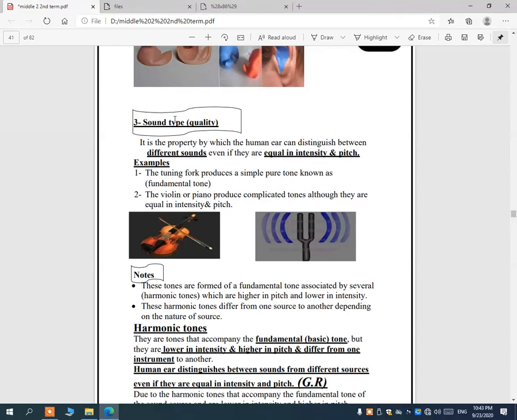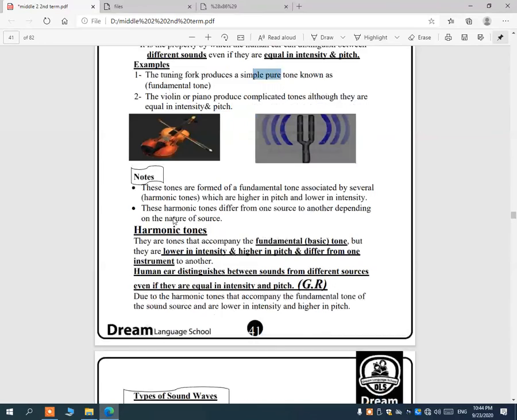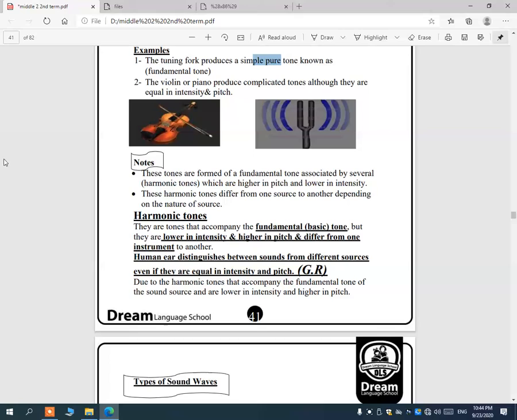Example, the tuning fork has a simple or pure tone known as the fundamental tone, but the violin or piano has a complicated tone. Okay, notes. We have the fundamental tone, and the fundamental tone is accompanied by several harmonic tones, and both of them, fundamental and harmonic tones, will produce the complicated tone. So the complicated tone consists of fundamental tone and harmonic tones.